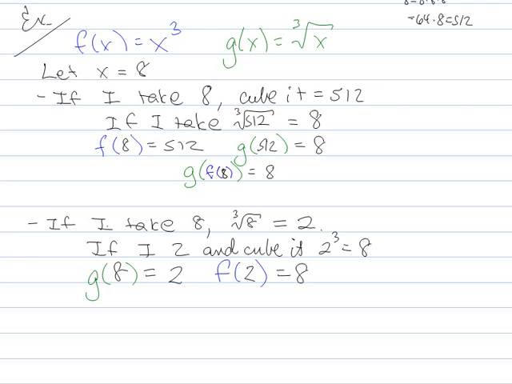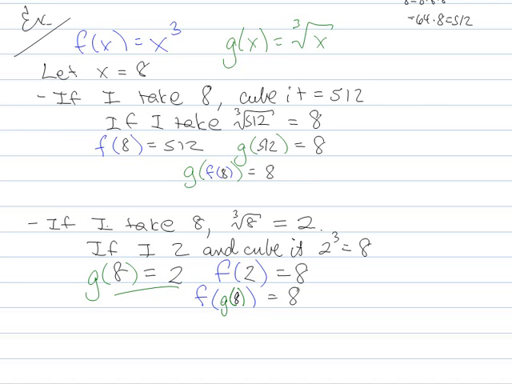Is this making any sense? Yes? No? Maybe? All right, let's try this one down here and see if that works. I said f of 2 was 8. Where did I get this 2? I got the 2 from doing g of 8. So 2 is equal to g of 8. That means f of g of 8 is 8.